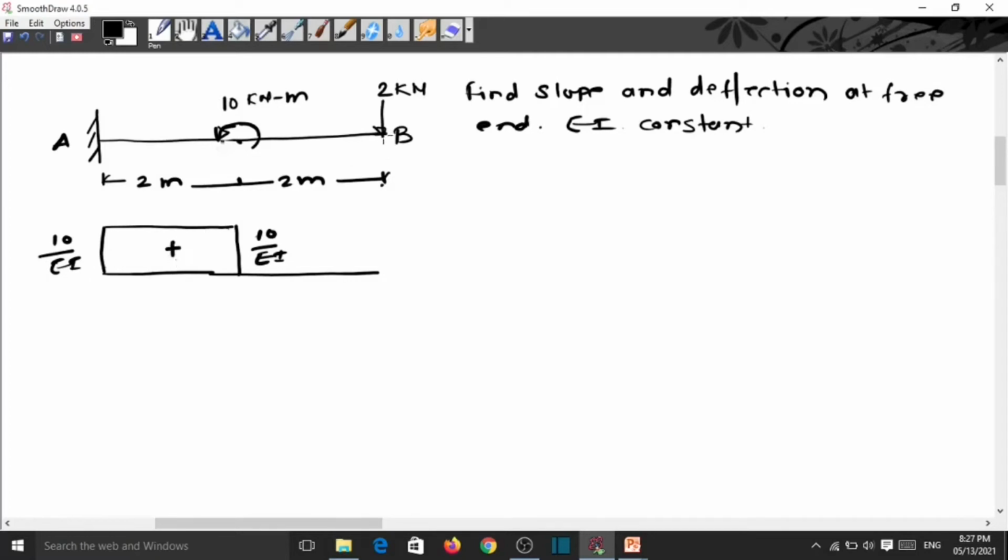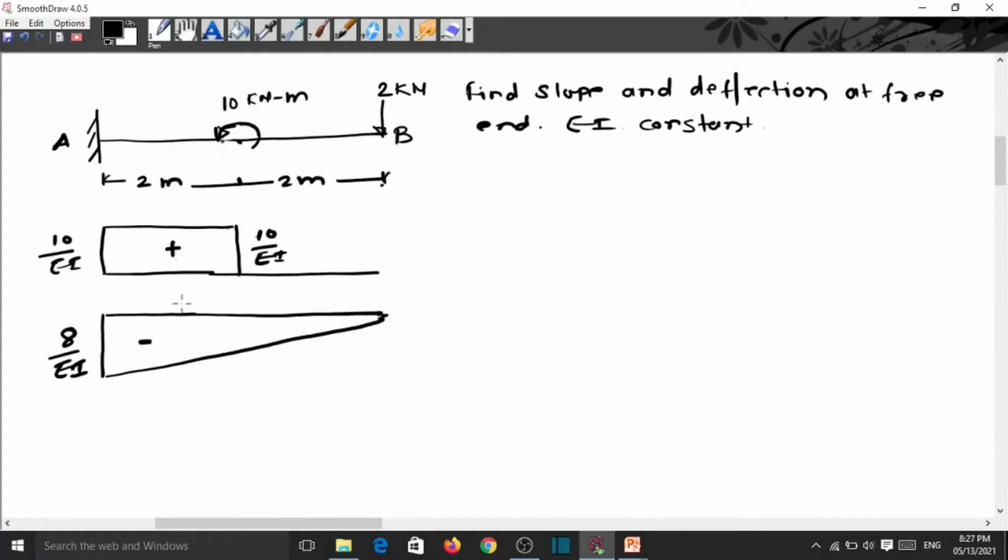Again, the bending moment diagram for this point load: this creates the hogging bending moment, that is below the line. So 2 into 4, that is 8. So here it is 8, this is 8 by EI. So this is a hogging bending moment.